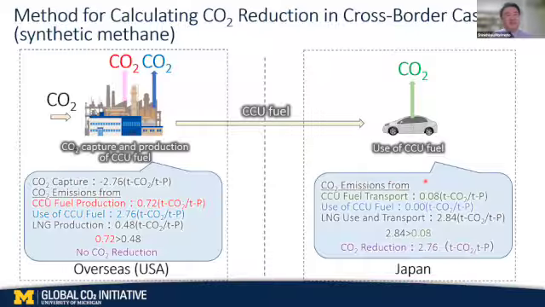But for Japan, we can only account 0.08 tons of CO2 per ton of product, which is the domestic transport. Of course, for the use of CCU fuels, CO2 emission will be zero. And for LNG, it's the same accounting, 2.84. So 2.84 is a lot larger than the CCU product, so the CO2 reduction is 2.76. For the US, there will be no CO2 reduction, but for Japan, the CO2 reduction amount is 2.76.